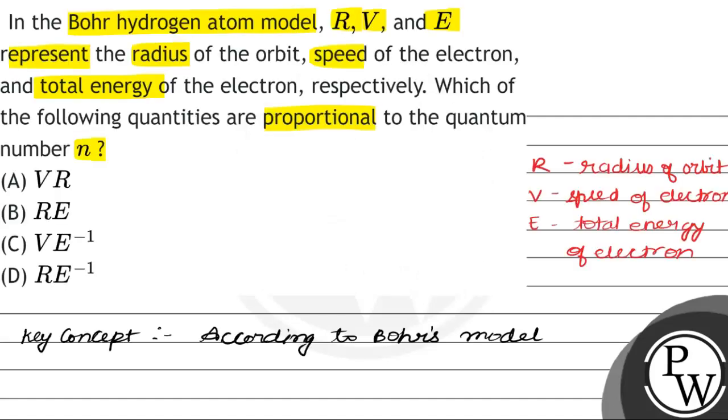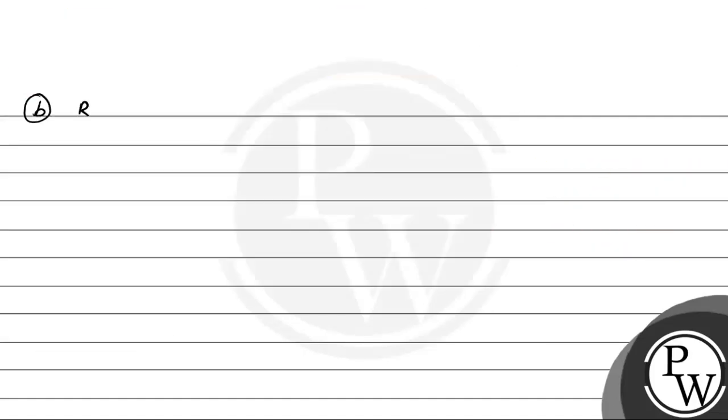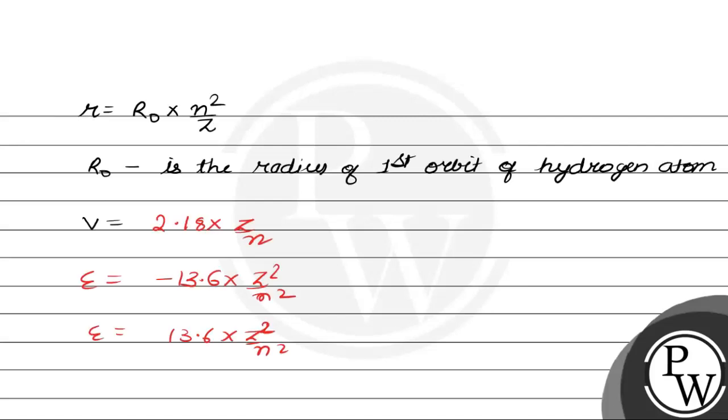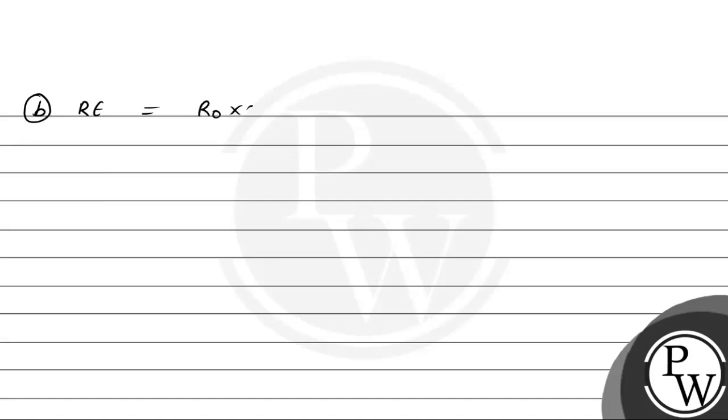Let's check option B. Option B says R into E, that is radius into total energy. The radius expression we can write R naught into n square upon z, and total energy term we can write 13.6 into z square upon n square. From here n square will get cancelled out. R into E will be R naught, and this z will cancel 1 z of this z square. This is 13.6 into z.